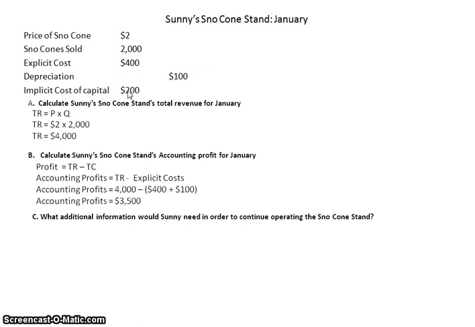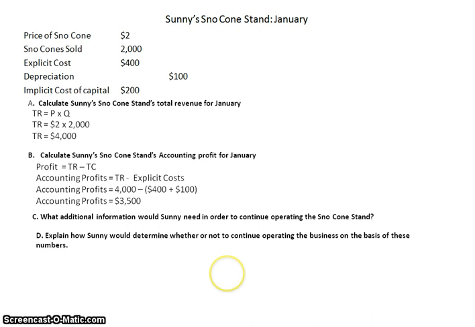Other things that could have been given were that instead of operating the Sunny snow cone stand, this person could have had a job doing something else, and maybe they would have earned $3,000 a month. And so that could be something that you could calculate in here. But they only give you one bit of information. So what additional information would he need in order to continue to decide? It would have to be about the opportunity costs involved with running this business. And so explain how he would determine whether or not he could operate it.